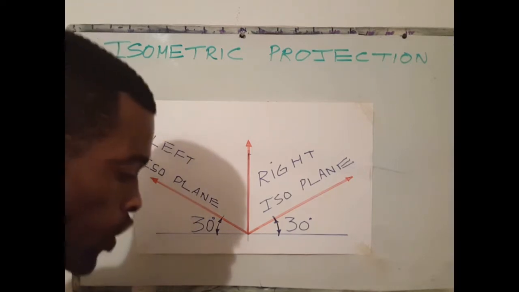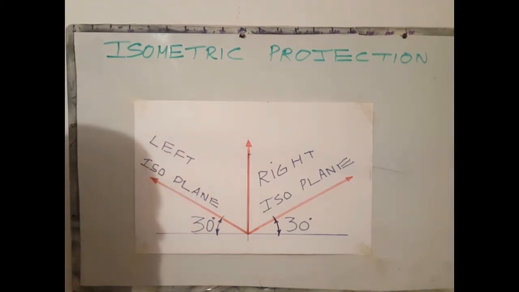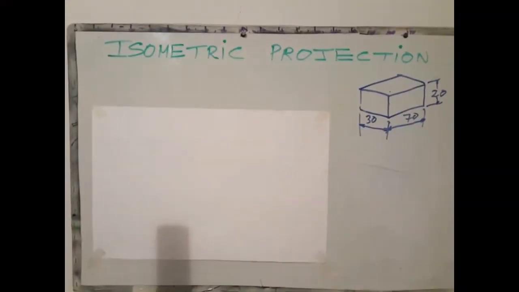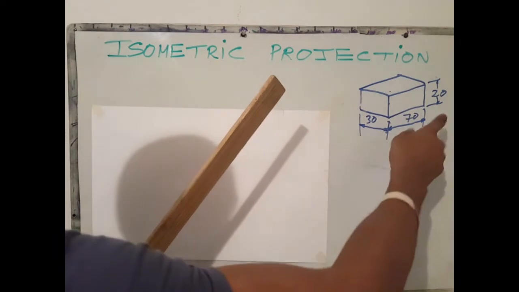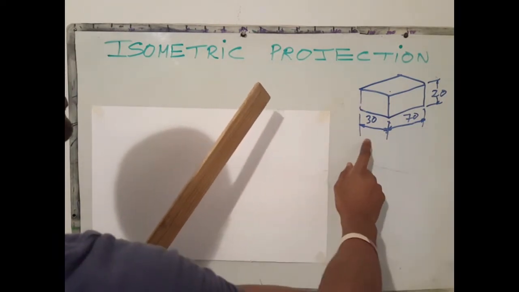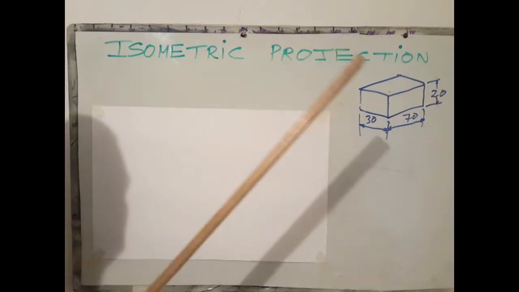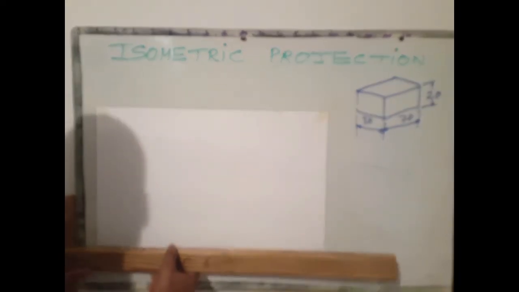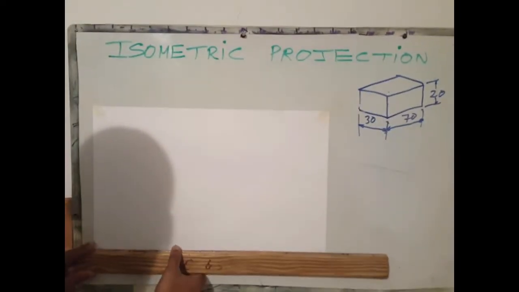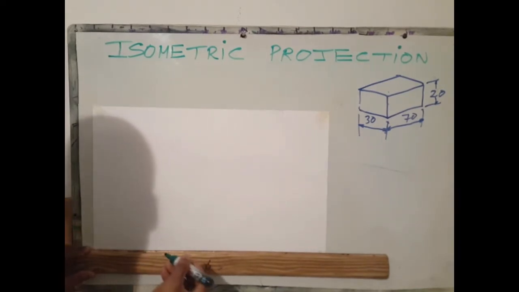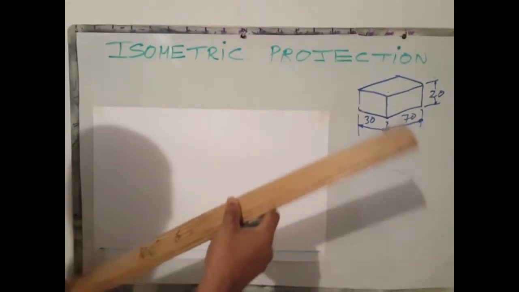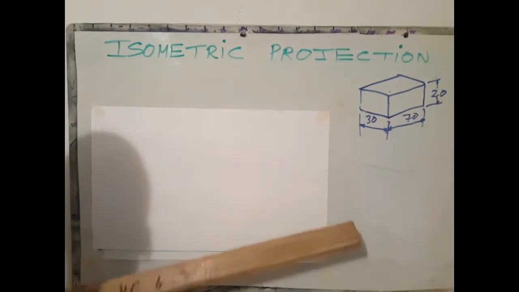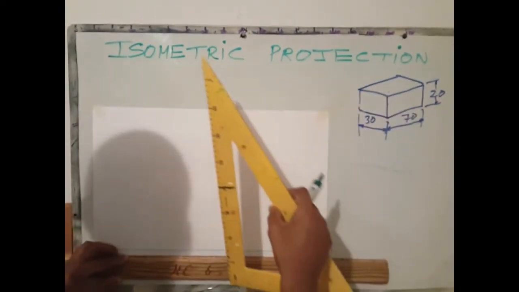Okay, I will be drawing an isometric block. To draw an isometric block of dimension 70 length, width 30 and height 20. First step is to use your T-square to draw a horizontal line. Next step is to use your T-square along with your set square to draw a vertical line.